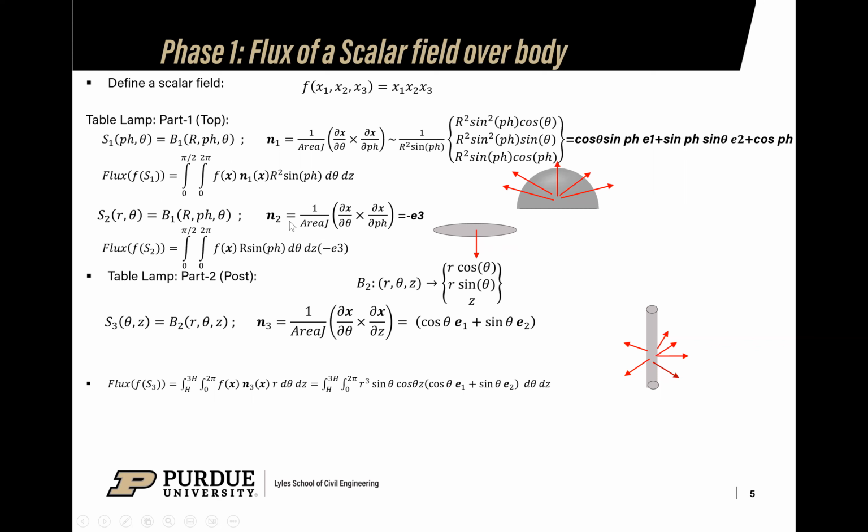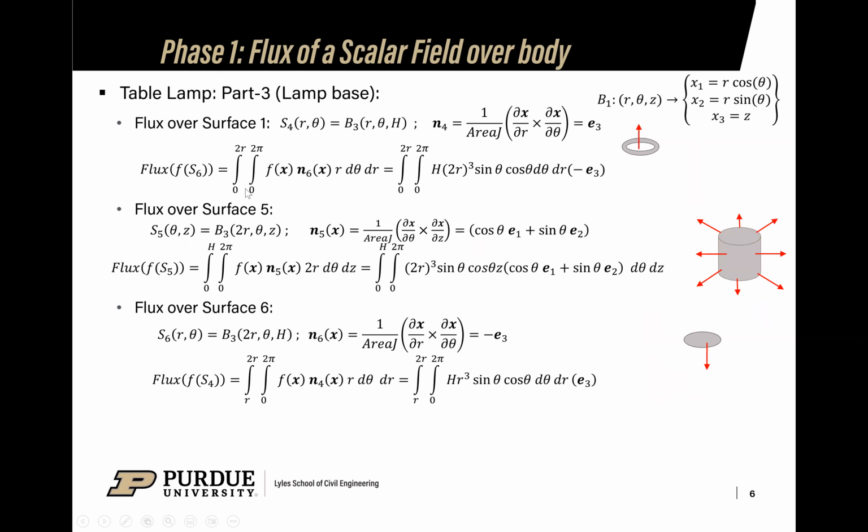And the normal vector for surface 2, which is this circular surface, comes out to be negative E3. Similarly, I've calculated the normal vector for this cylinder as well, which comes out to be cos theta A1 plus sin theta A1 in the radial directions. Coming to the third part, the flux over surface 4, which is this ring, is basically just E3.